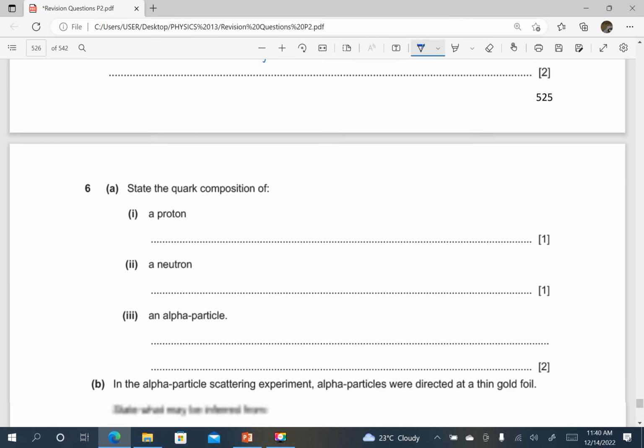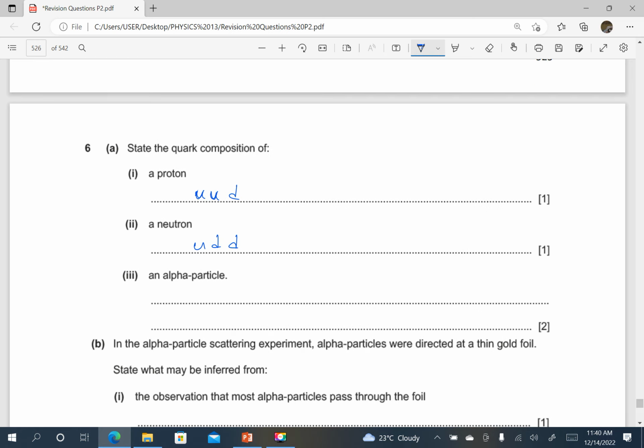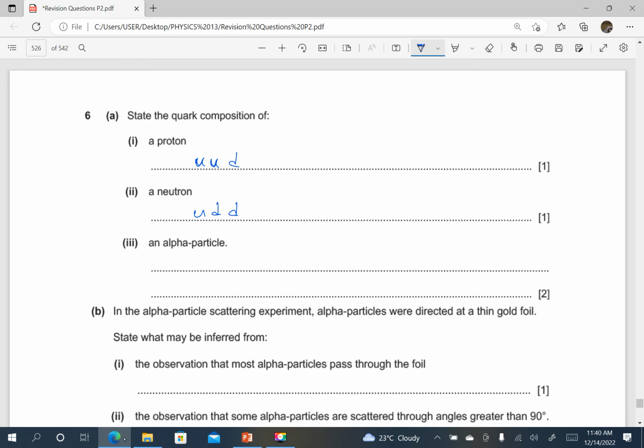Next, state the quark composition of a proton. Of course, this is now easy. A proton has up, up, down. Then a neutron, that is up, down, down. Then an alpha particle, we know that an alpha particle has two protons. This is a helium nucleus, He-4-2. It has two protons and two neutrons.